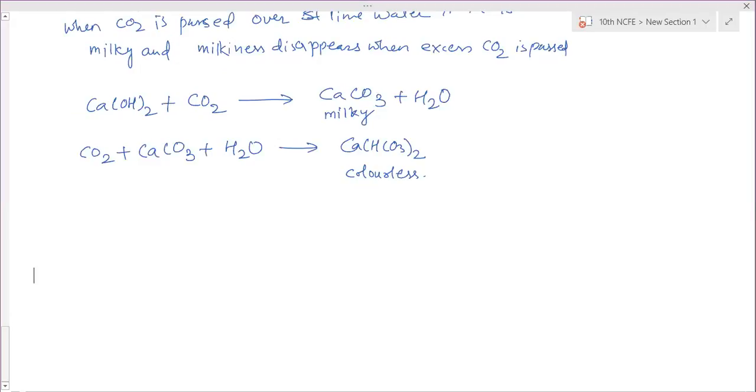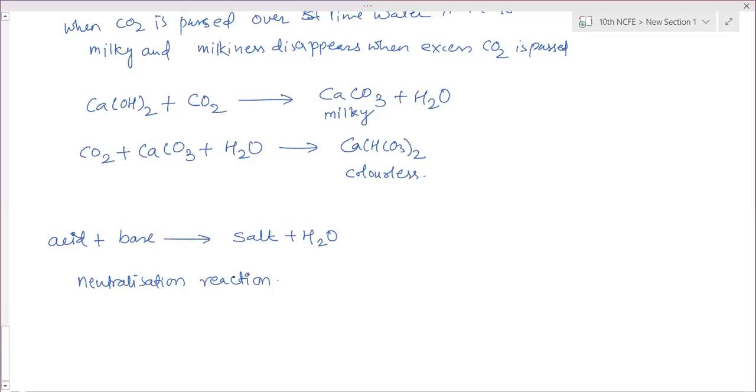Reaction with base. What happens when an acid reacts with a base? Salt and water are formed. Exactly, this is called neutralization. So what exactly does a neutralization reaction mean?